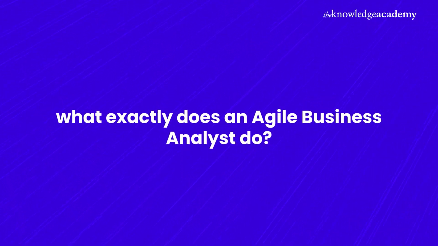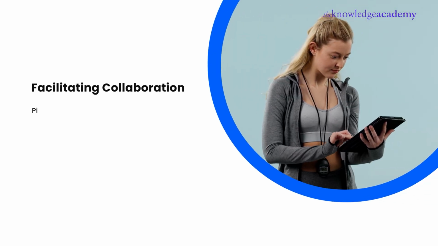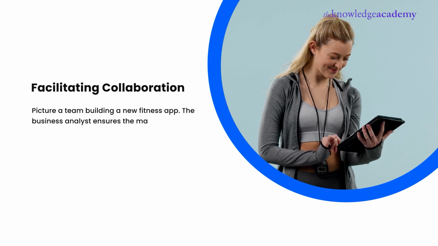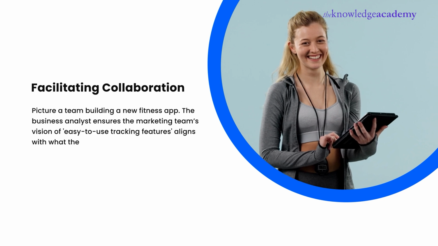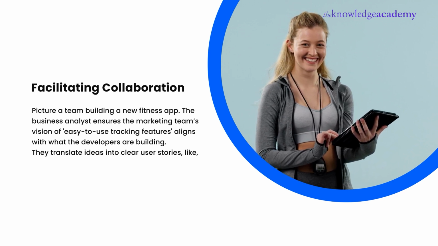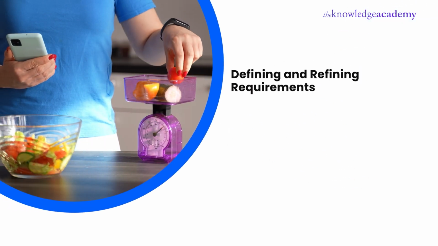So, what exactly does an Agile Business Analyst do? Let's break it down with examples. Facilitating collaboration. Picture a team building a new fitness app. The business analyst ensures the marketing team's vision of easy-to-use tracking features aligns with what the developers are building. They translate ideas into clear user stories like, "As a user, I want to log my workouts in under 30 seconds."